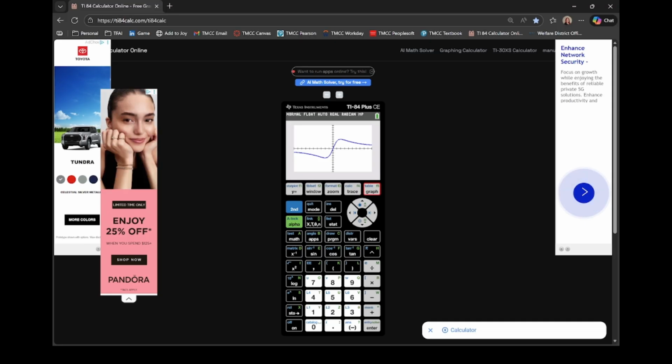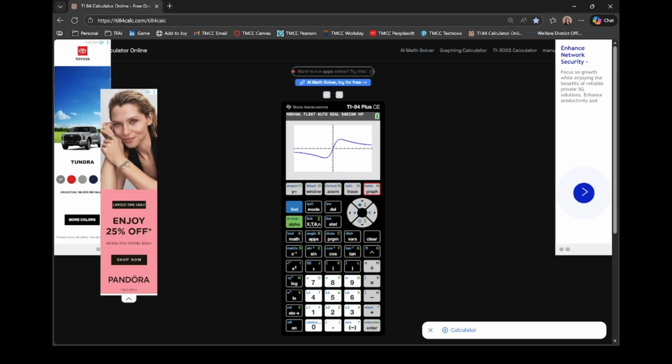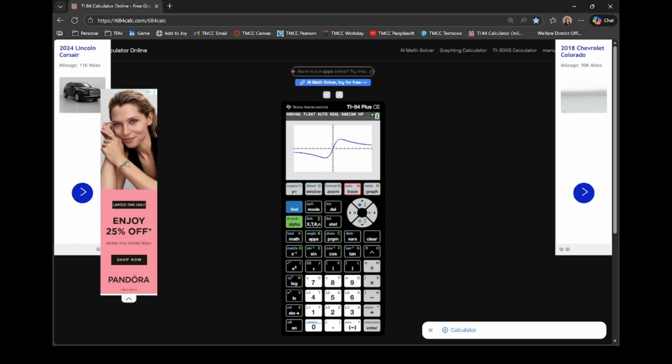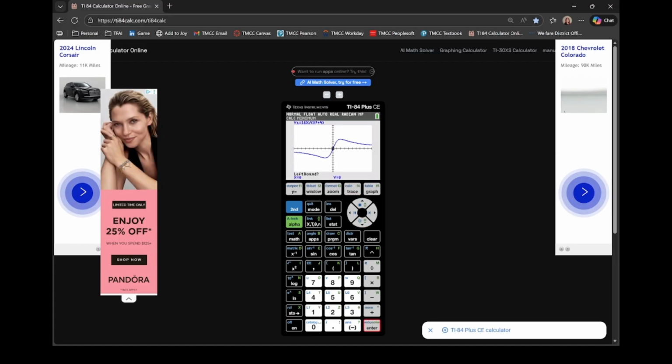It's hard to tell without zooming in, getting really precise on where is that kind of valley happening, my lowest point, where is my highest point happening? Because clearly we're decreasing for a little bit, then we start shooting up and increasing, then we decrease again. So it'd be nice to know exactly where that happens. And to know that, we're going to say second, calculate. We're going to scroll down to minimum.